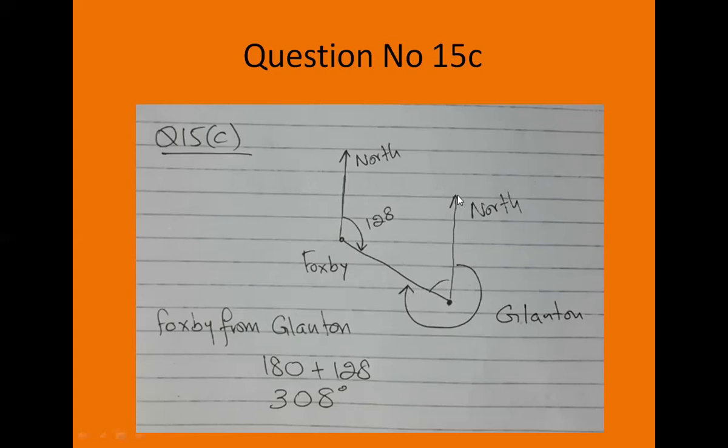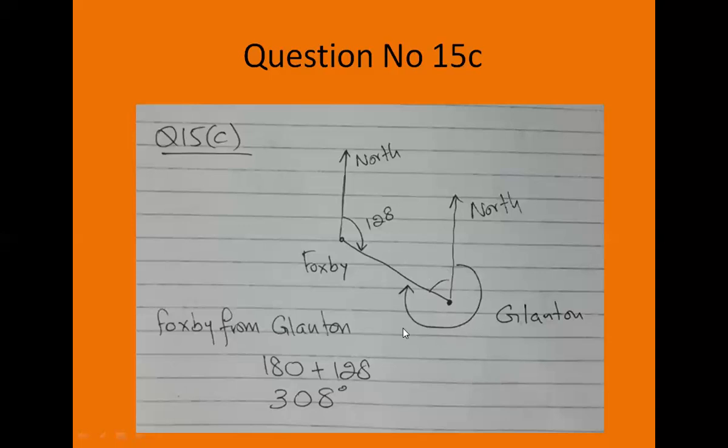On the Glanton, I will draw a north. And from that north, I will walk clockwise, come to this line, this road, and that will be the bearing of the Fox Bay. Because these two lines are parallel to each other, I will find what this angle is. 128 and this angle are allied to each other. Let me call it alpha. So 180 minus 128, you get this alpha.